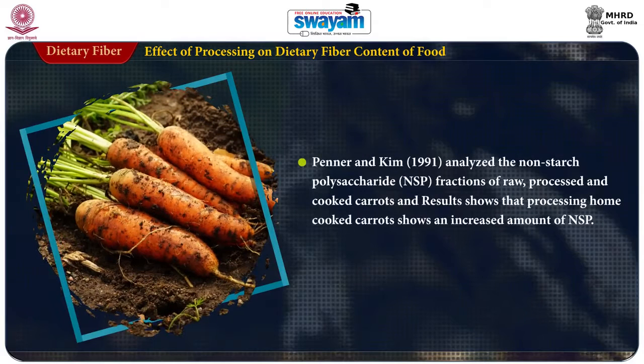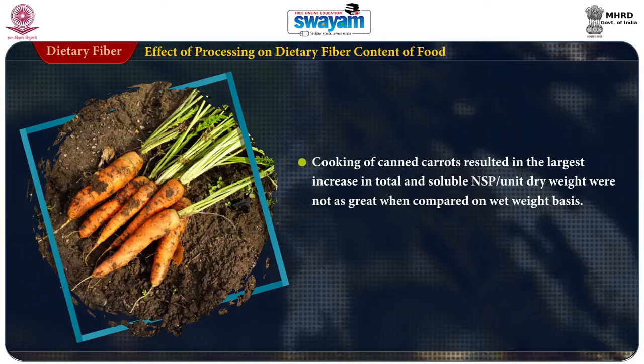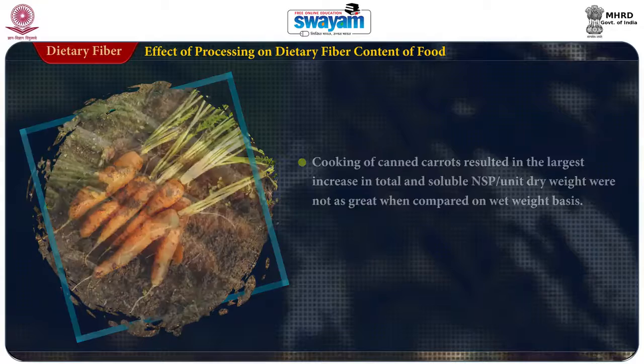Penner and Kim in 1991 analyzed the non-starch polysaccharide fraction of raw, processed and cooked carrots. Results show that processing and home cooking of raw carrots showed an increased amount of non-starch polysaccharide units per dry weight. Cooking of canned carrots resulted in a large increase in total and soluble non-starch polysaccharide units. Differences were not as great when compared on a weight basis.